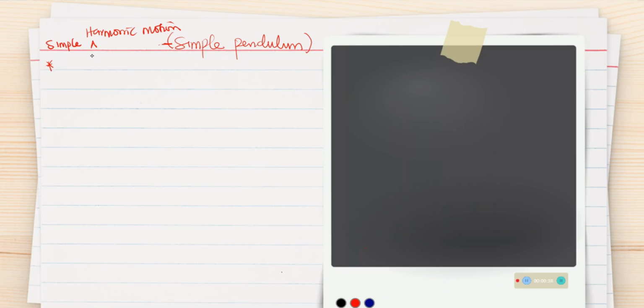Alright, a body is said to be in simple harmonic motion when it moves to and fro such that its acceleration is directly proportional to its distance from the point of rest. Acceleration, that's a, is directly proportional to the distance, which can be L or x, from its point of rest. Of course, there are a lot of equations to talk about that, but I won't dwell much on that.